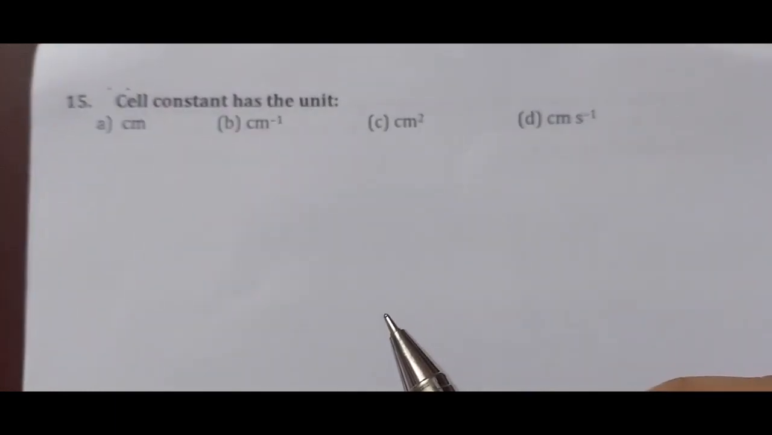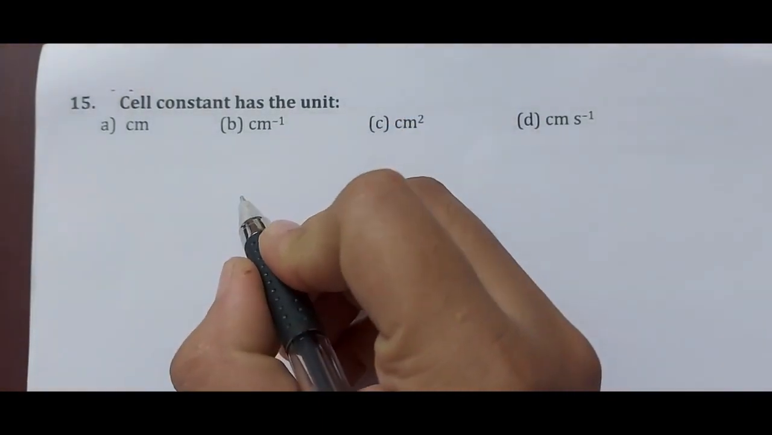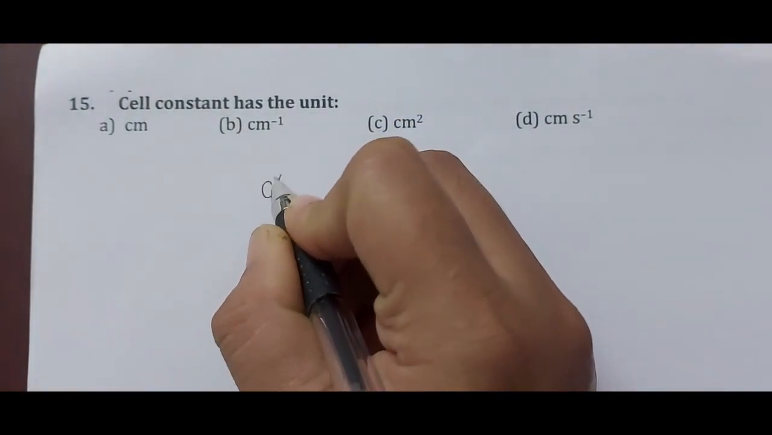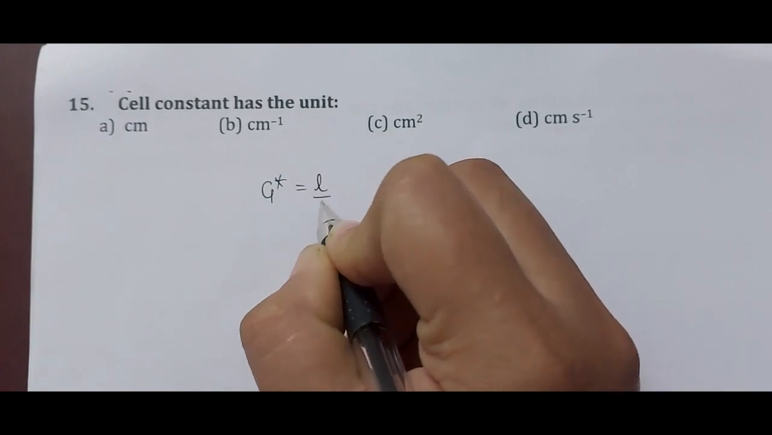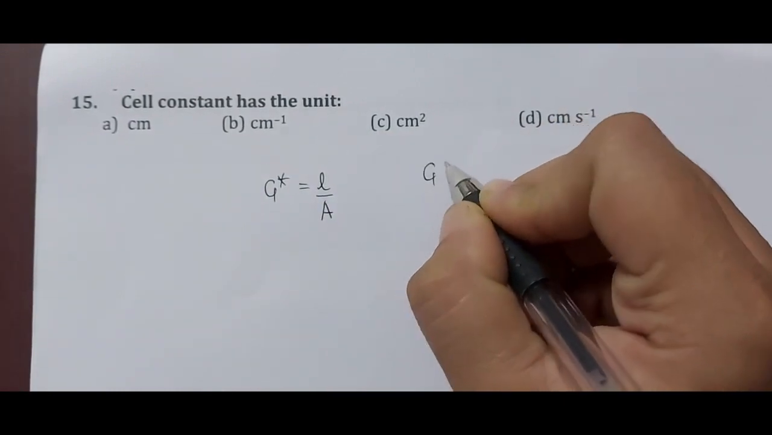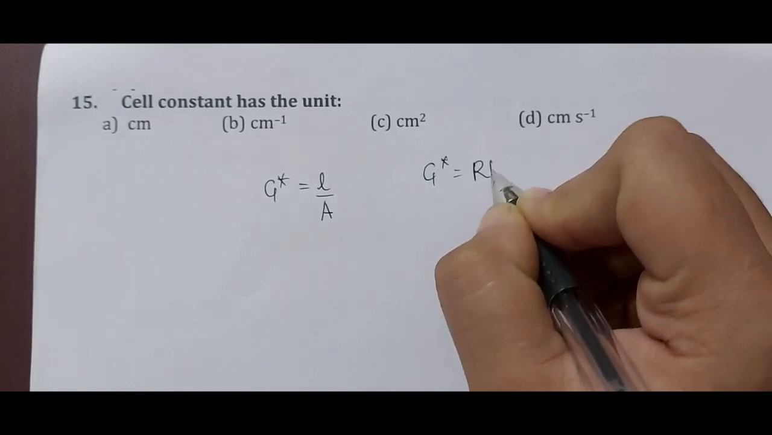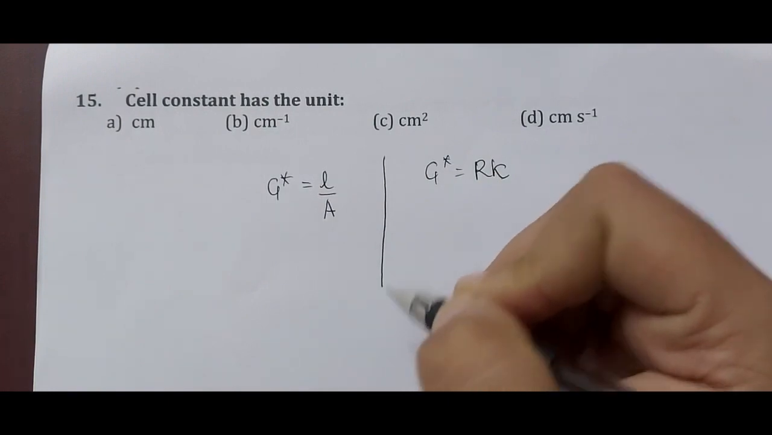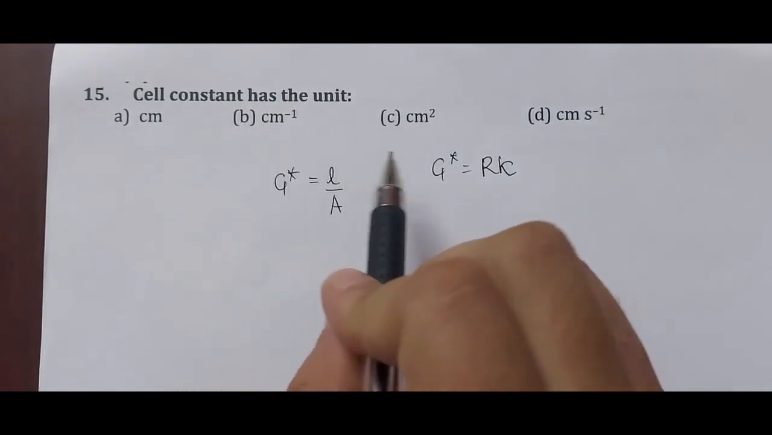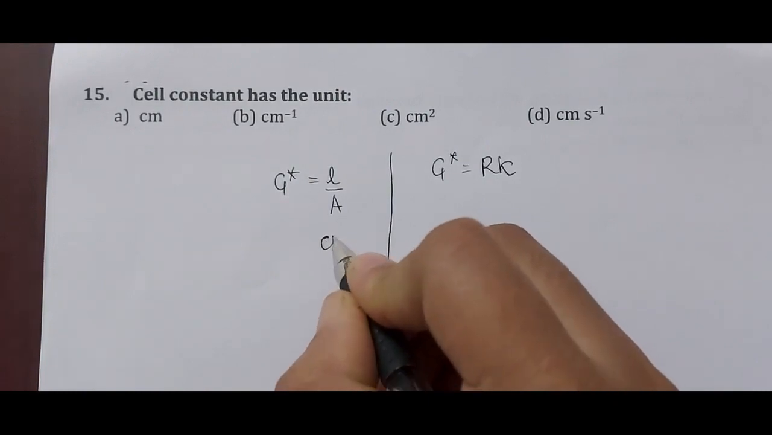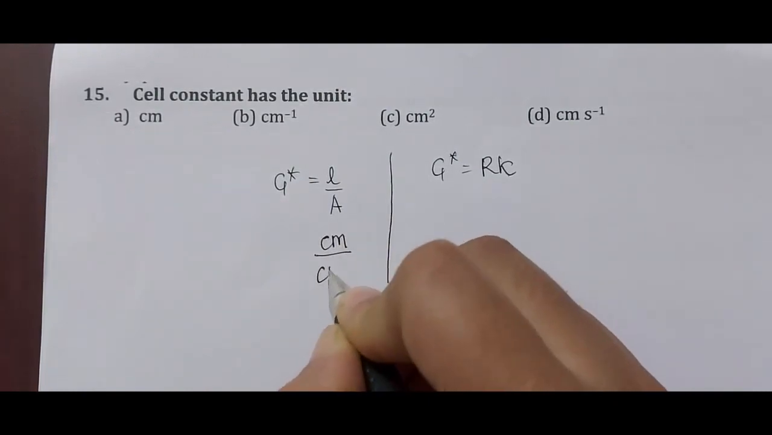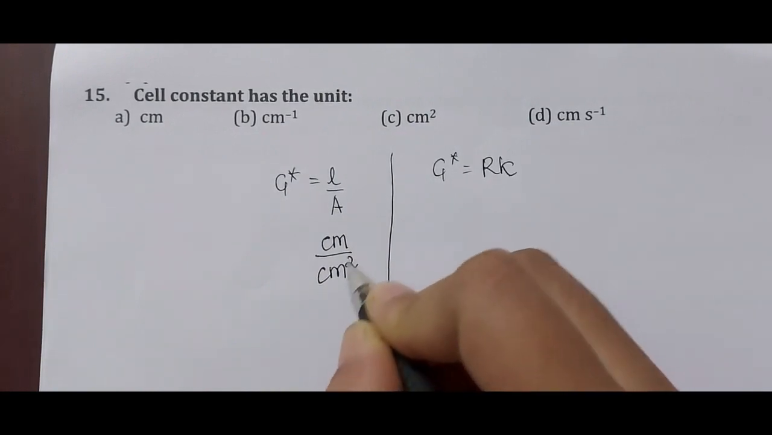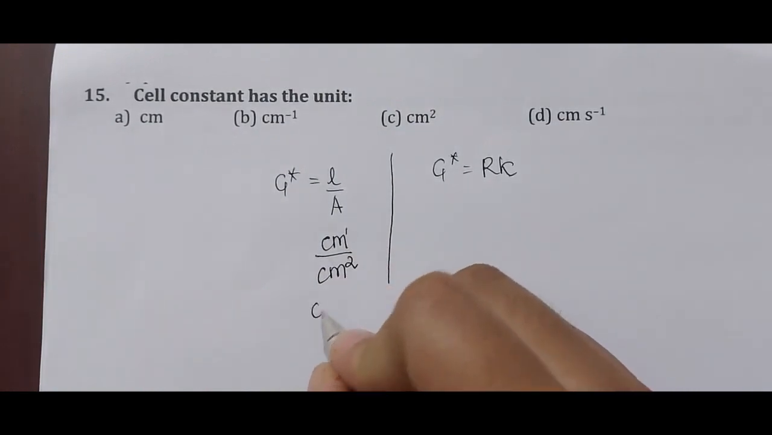Next, question number 15. Cell constant has the unit. So the cell constant you can calculate in either way. One is G star equal to L by A, or we know that G star is equal to R into kappa. If you calculate by either way, you will get the same answer. L is length, and here all the units are in centimeter. So if you take length in centimeter, area will be centimeter square. So centimeter square goes up, it becomes centimeter minus 1.